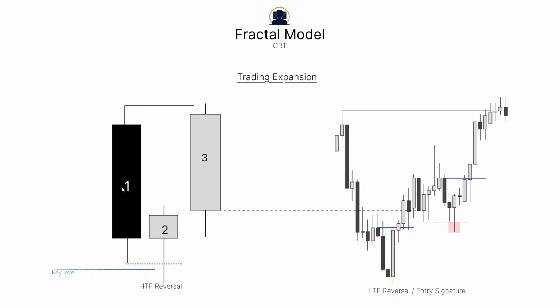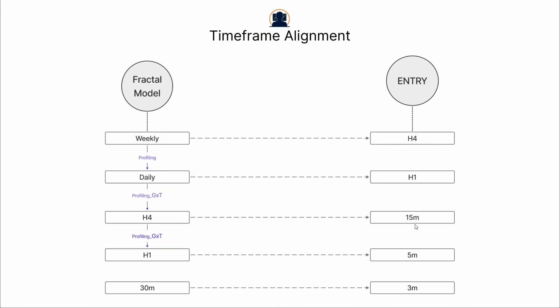And if you identify a fractal model on the 4-hour time frame, on which time frame are you going to enter on? This is where we have the time frame alignment. When you are dealing within the weekly fractal model, you execute on the 4-hour time frame. If you are dealing within the daily fractal model, you execute on the 4-hour time frame. If you are dealing within the 4-hour fractal model, you execute on the 15-minute time frame. And if you are within the hourly fractal model, you execute on the 5-minute. And if you are dealing within the 30-minute fractal model, you execute on the 3-minute time frame.